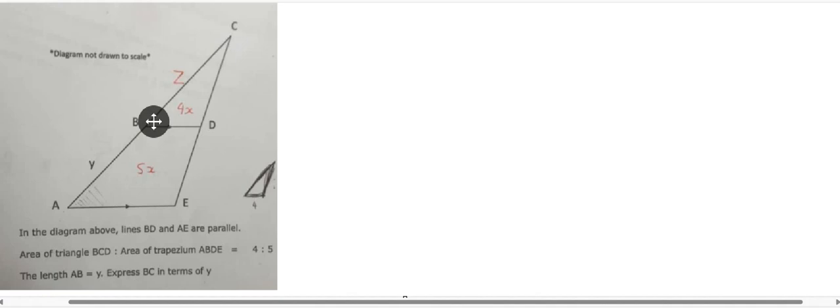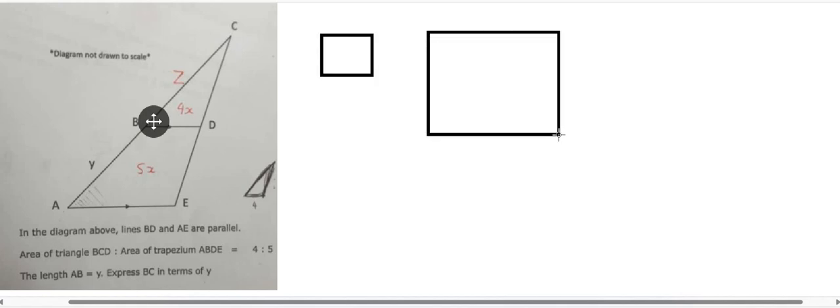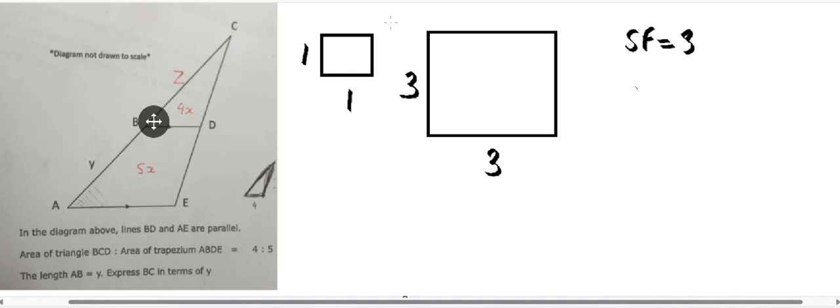Okay, so here's the similar triangle question. Imagine I've got a square and then I enlarge that square, then these two are similar shapes. If my first shape has a side length of 1 and I enlarge it so that it has a side length of 3, that means that my scale factor is equal to 3.